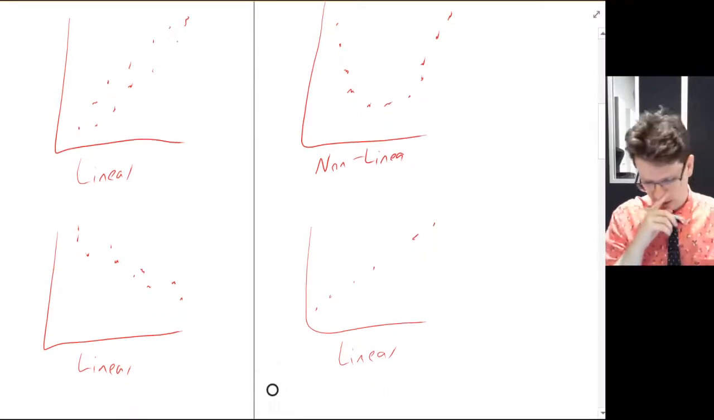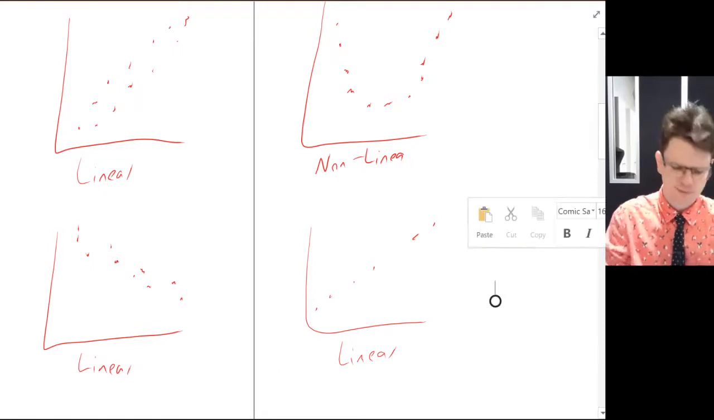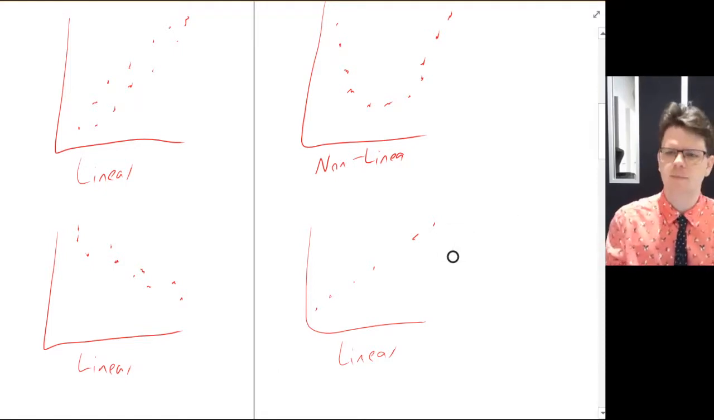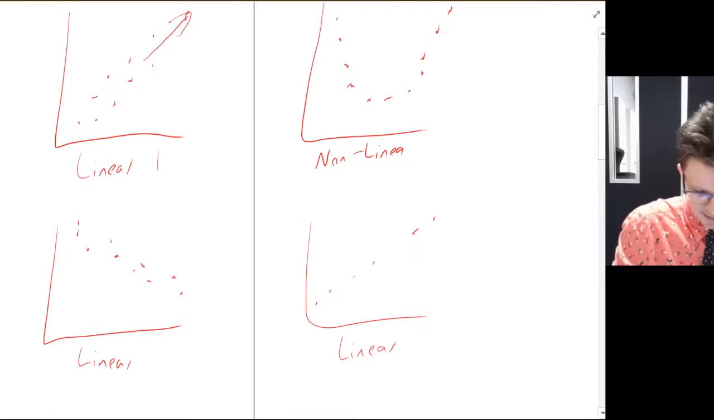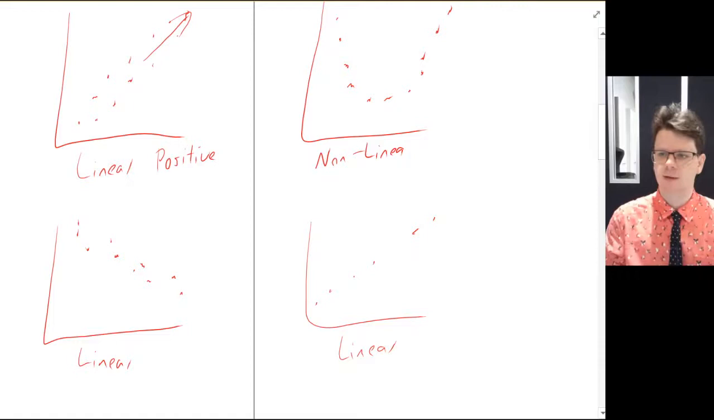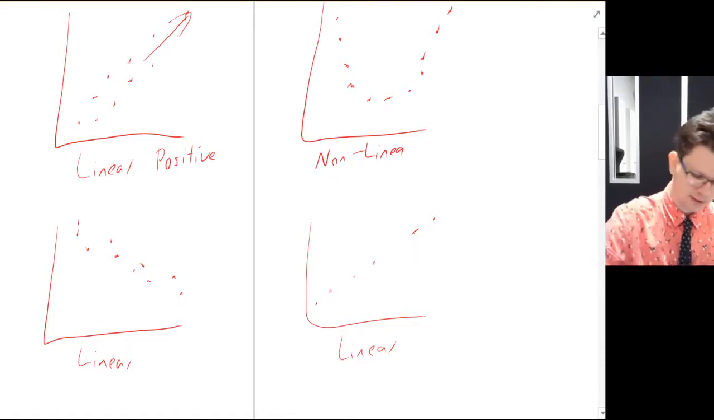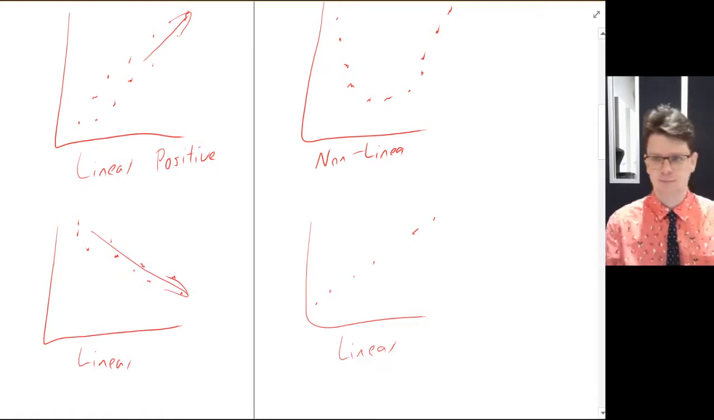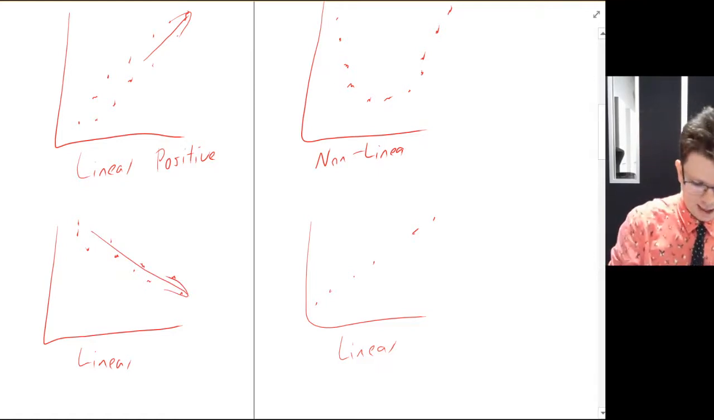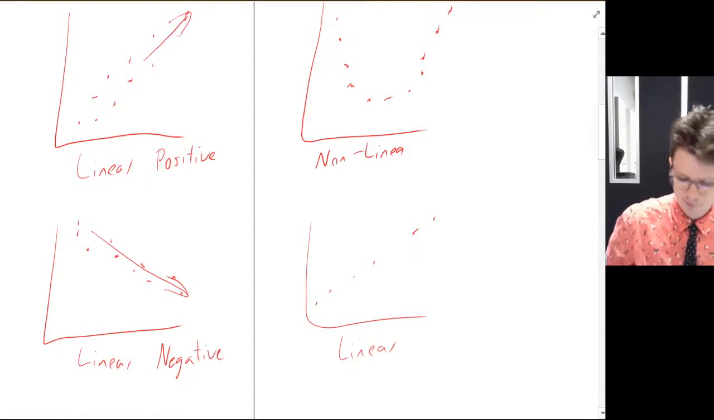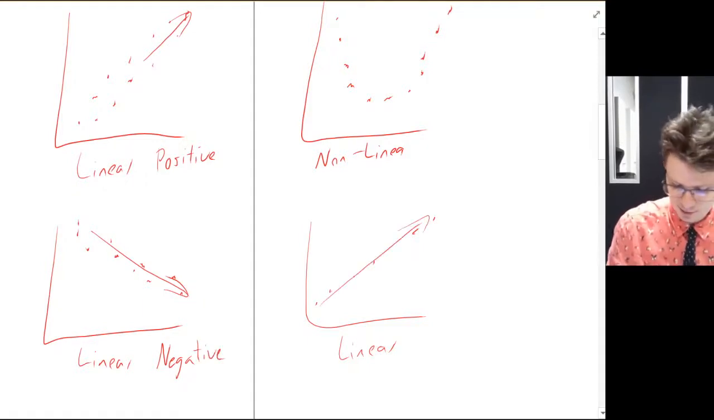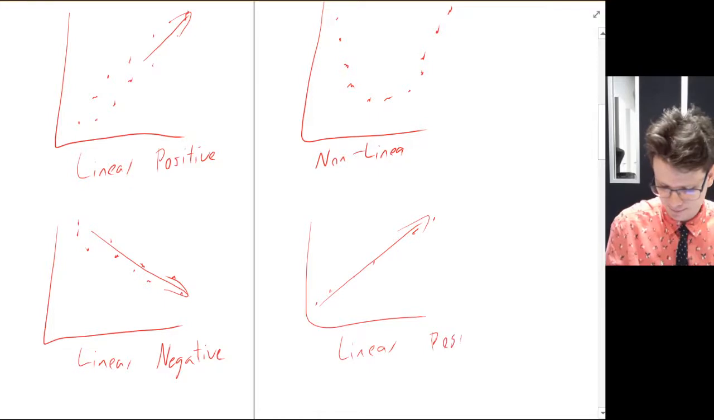So now let's look at positive and negative. So this first one at the top left, is that positive or negative? Well, it's going upwards to the top right, so that means it's positive. Looking at the second one down here, bottom left, you can see that it's pointing down, and that means it's going to be negative. And the last one is pointing up to the right, so that means it's positive.